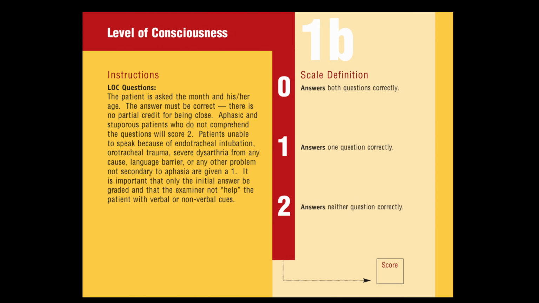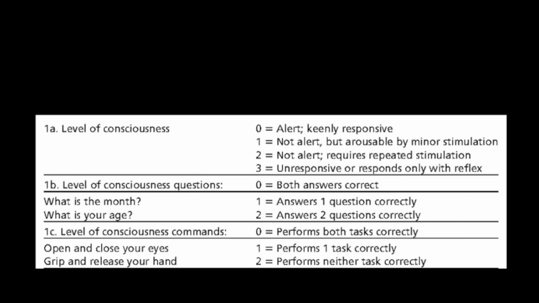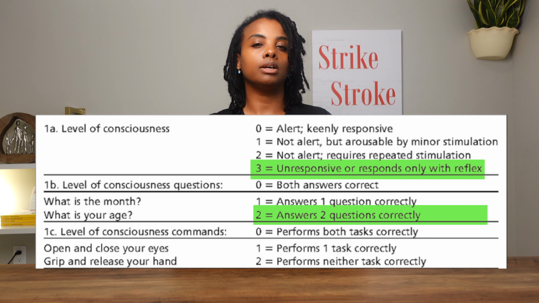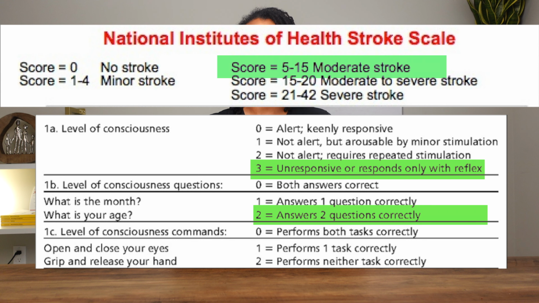So if we look at Section 1B, which is looking at orientation questions, asking the patient recent and remote questions such as current month and their age, might be affected if they're not awake enough or alert enough to be able to engage in physical examination. They will score high on that section, which ranges from 0 to 2, so they will score a 2. Just in those sections alone, Section 1A and Section 1B, they would have a score of 5 out of 42. This is already significant on the stroke scale.